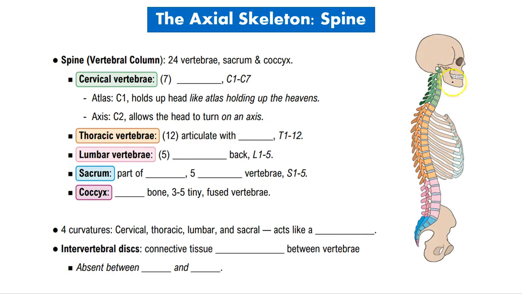So as you can see, we have our axial skeleton, we have our skull, the vertebral column, and we have our rib cage, which we're going to get into in the next video. And this is going to be our central axis, which is going to be our vertebral column. It's made of 24 vertebrae.